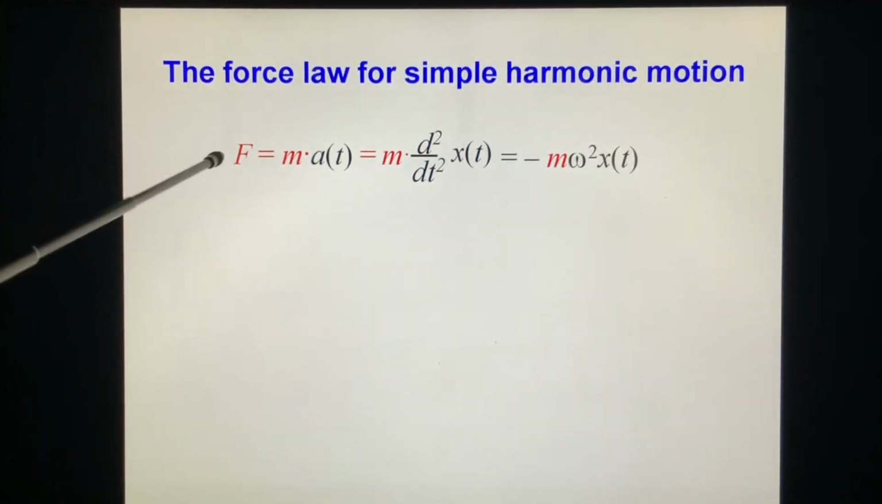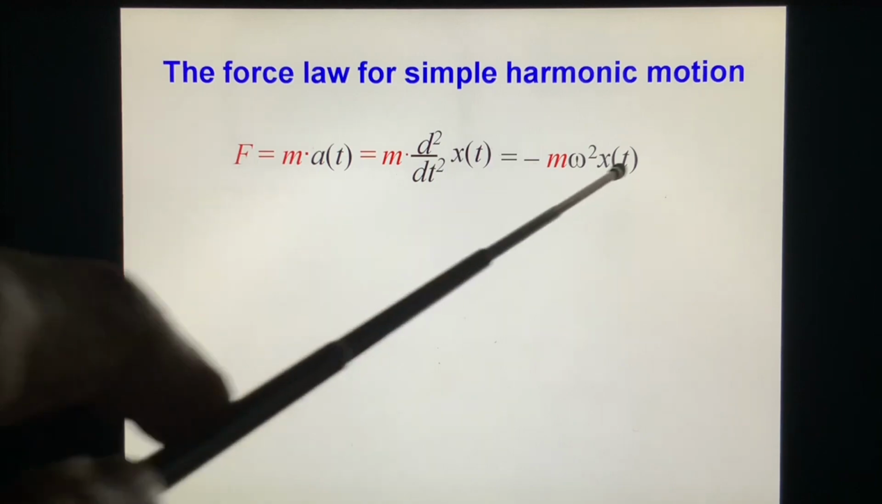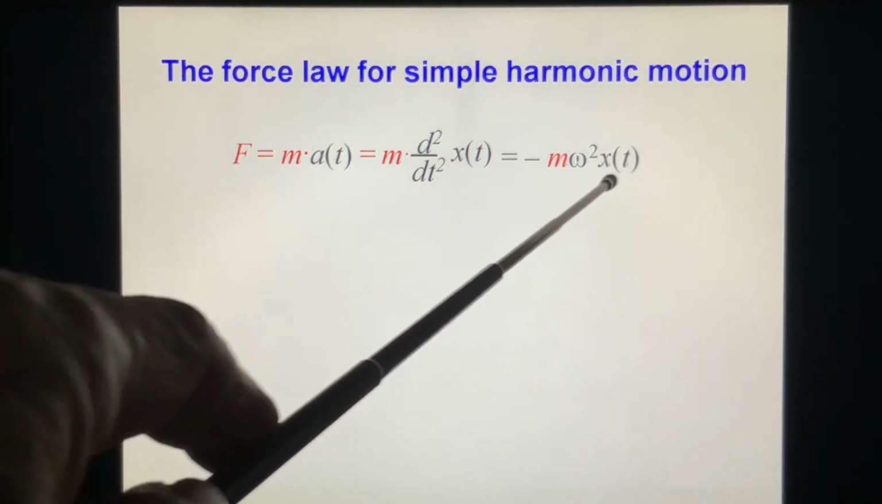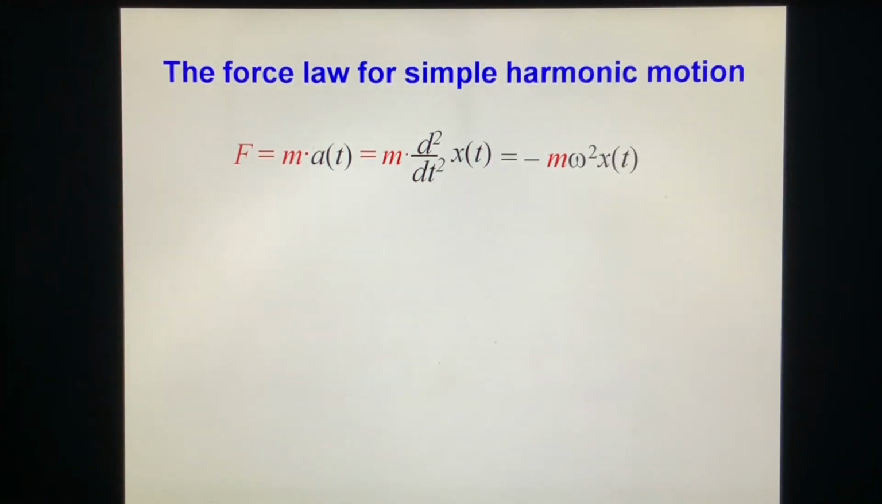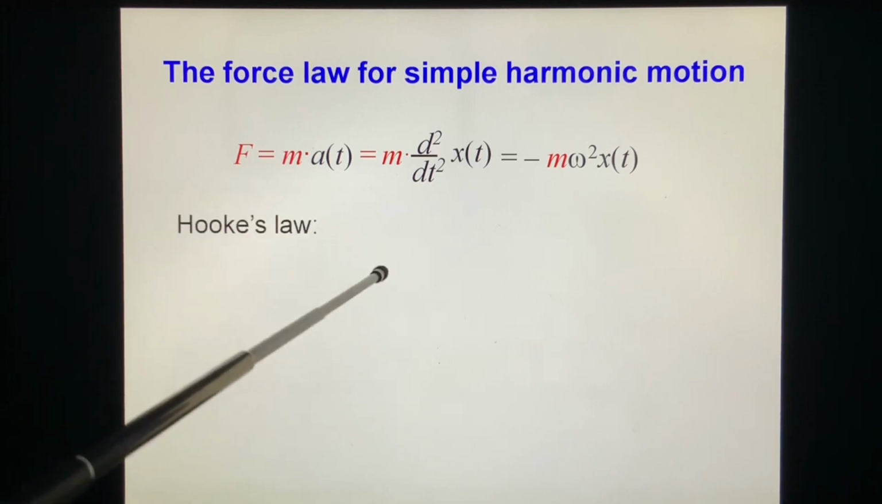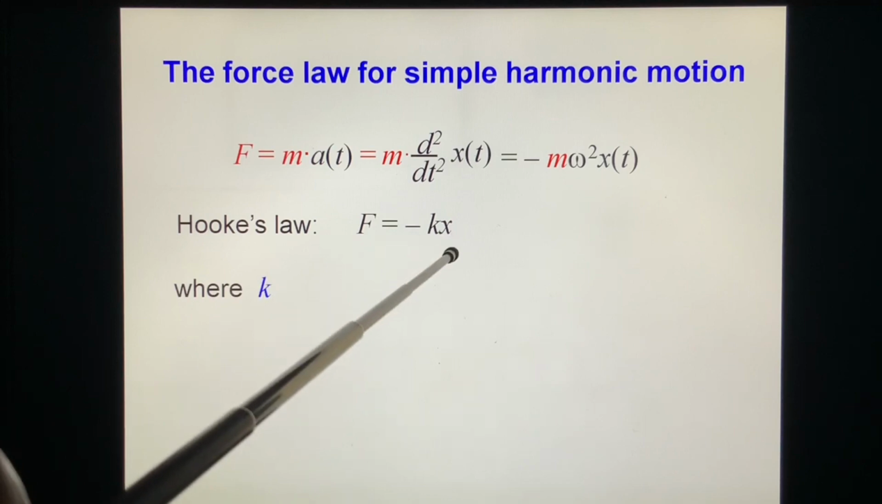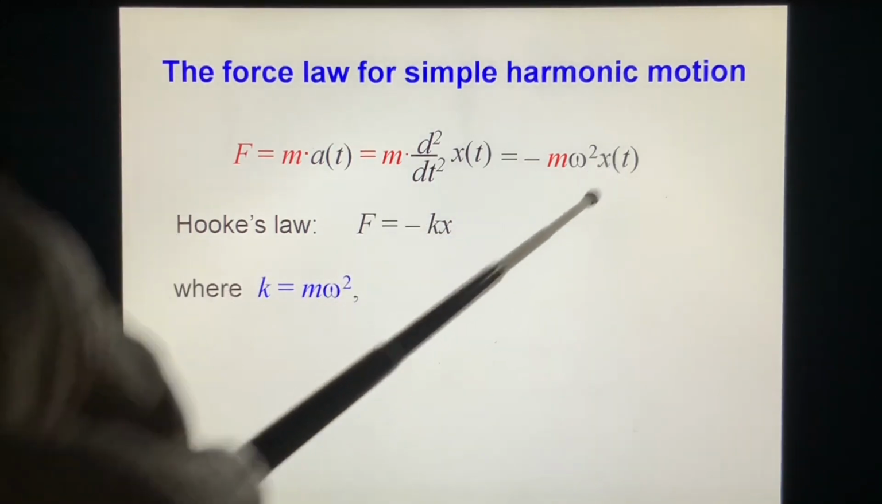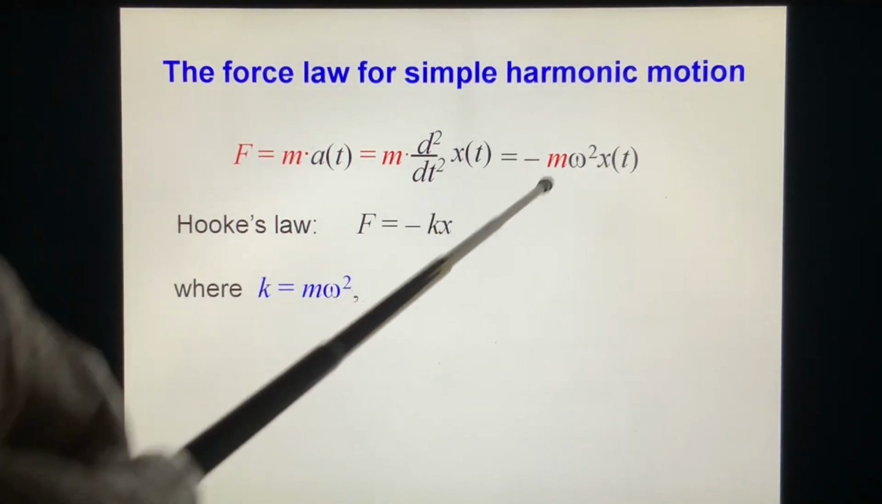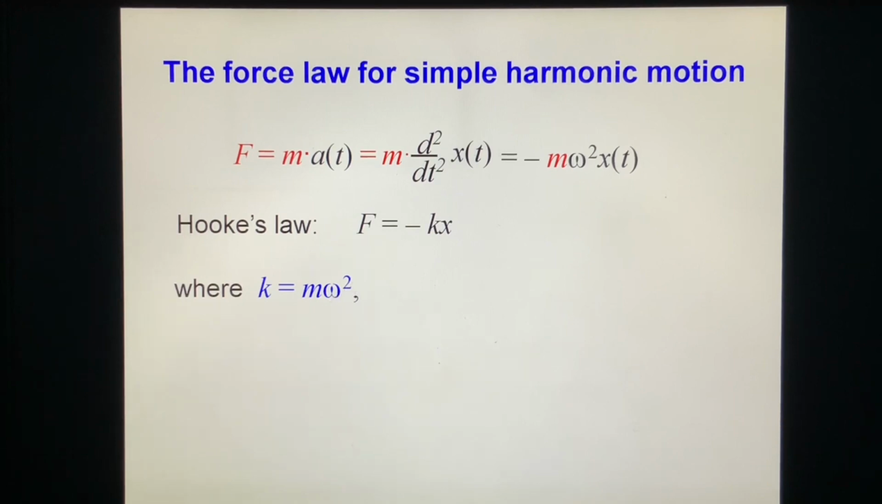And we look at this F. This F is proportional to x. So this is like Hooke's law. Okay, Hooke's law is F equal to minus kx. So we compare these two. We find that k equal to m omega squared. Okay, and omega equal to the square root of k over m.